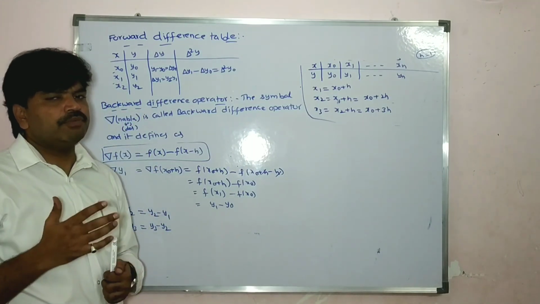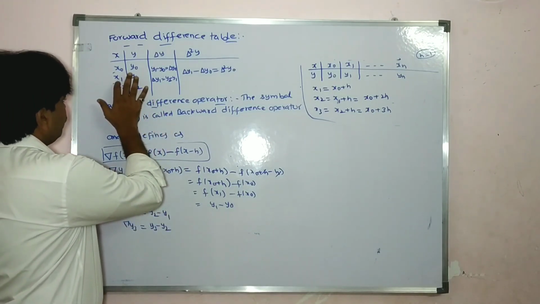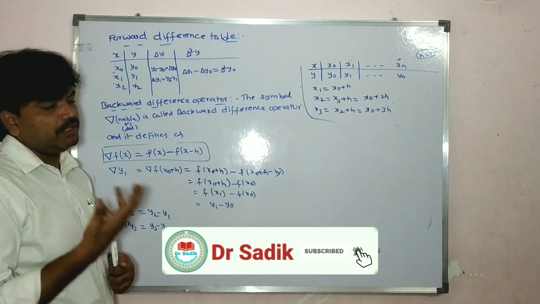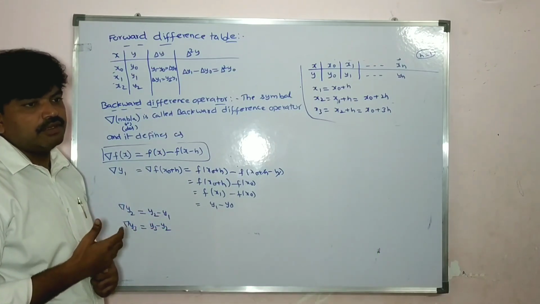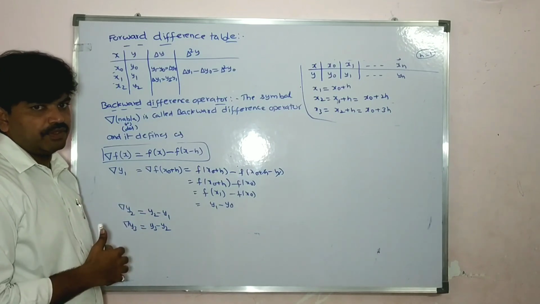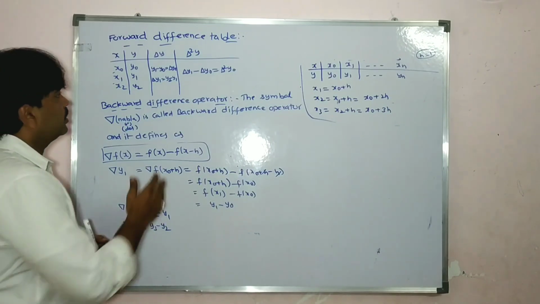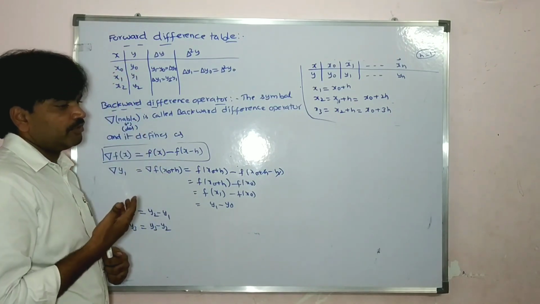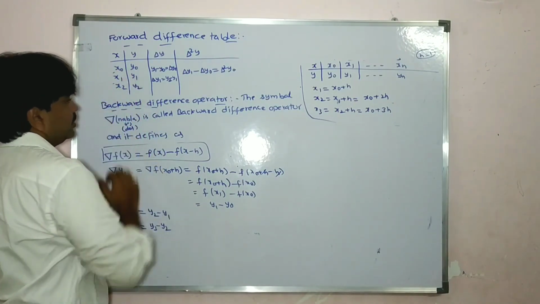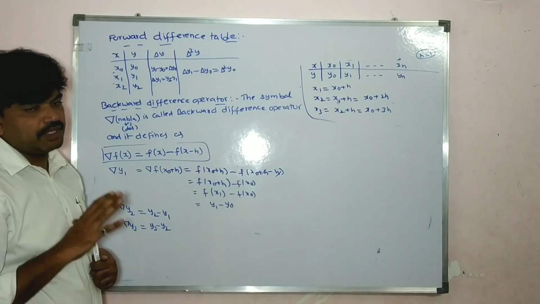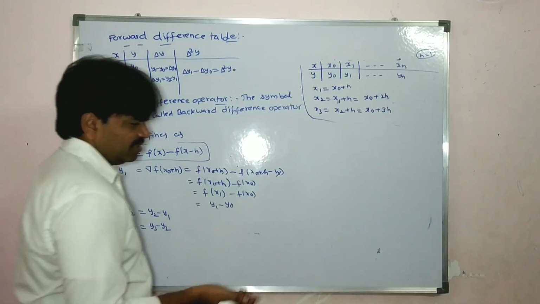But in some cases, what happens? If a value is given between these two and the question says to apply Newton's forward, there we apply Newton's forward. Generally, if the value is at the top, we apply Newton's forward. At the bottom, we apply Newton's backward.